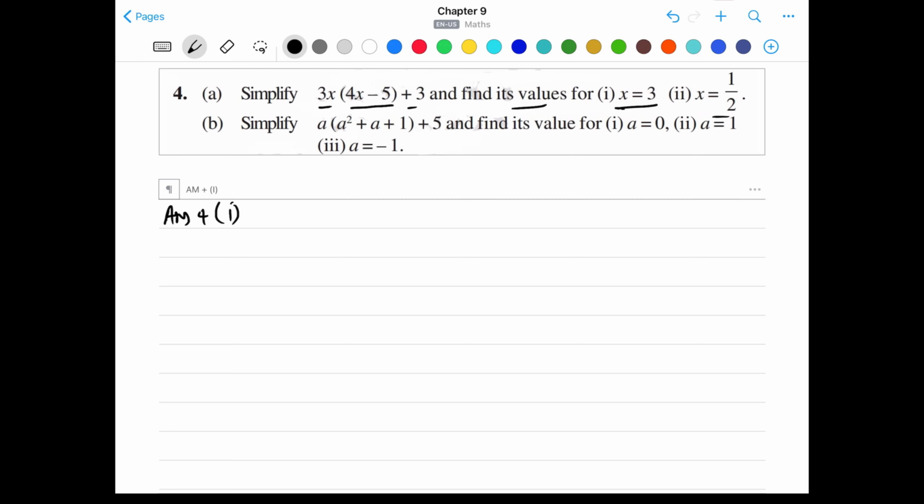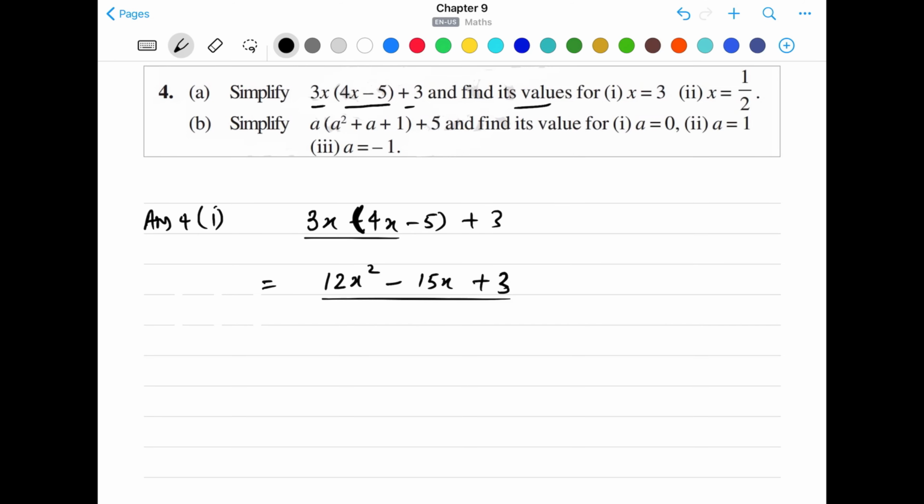part A. Here we have 3x multiplied to 4x minus 5 plus 3. Let's solve the expression first. First, we multiply this 3x to the first term here and this 3x to the second term here. So 3x into 4x will result as 12x square, and this 3x into minus 5 will result as minus 15x. Then we have plus 3. So that's the simplified form of the given expression.